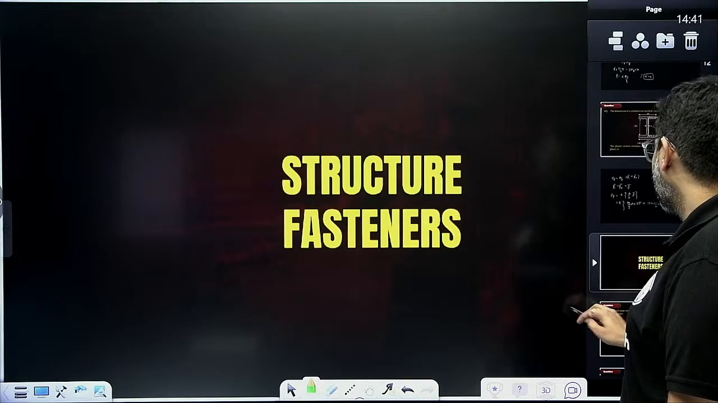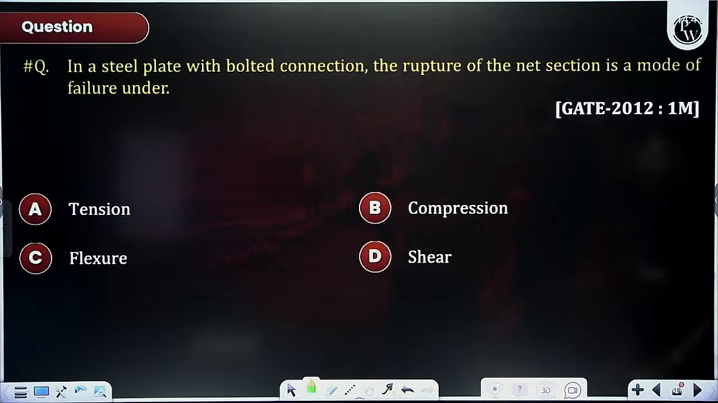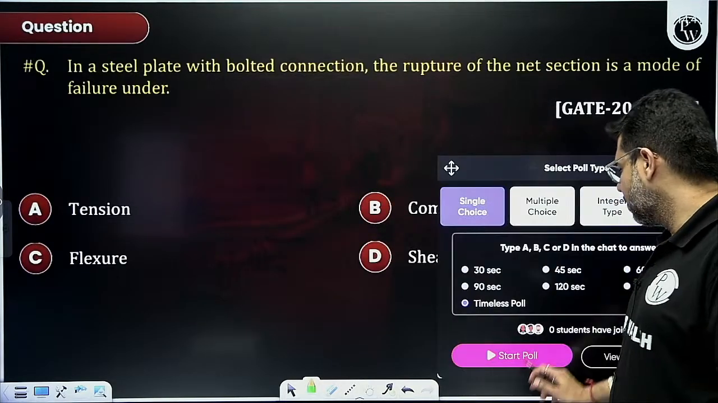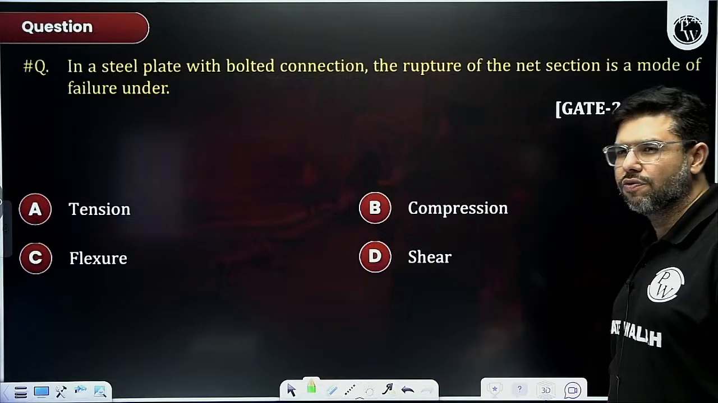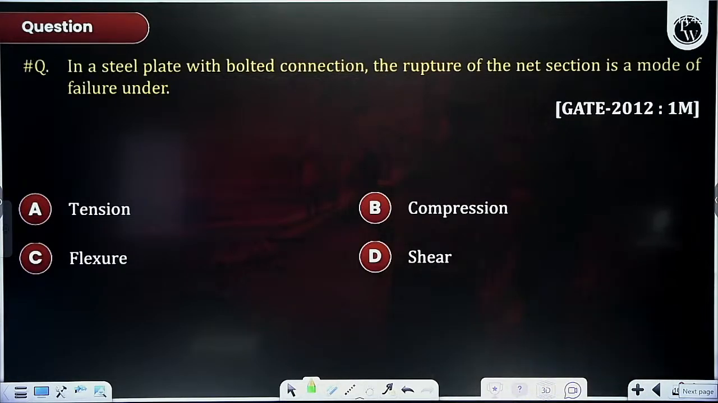Now we will do certain questions on structural fasteners, that is bolted and welded connections. Do this question first. Very simple questions are asked from the rest of the part. First do this question. I am just showing you how simple the questions asked from this part are.